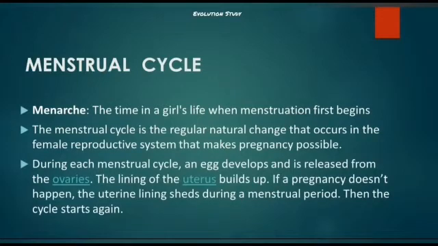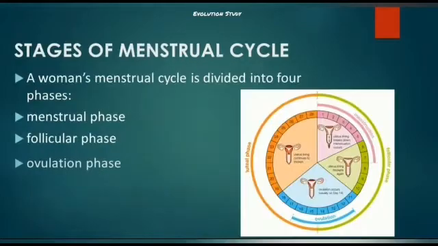During each menstrual cycle, an egg develops and is released from the ovaries. The lining of the uterus builds up. If a pregnancy doesn't happen, the uterine lining sheds during a menstrual period. Then the cycle starts again. Now what are the stages of a menstrual cycle? A woman's menstrual cycle is divided into 4 stages: menstrual phase, follicular phase, ovulation phase and luteal phase.